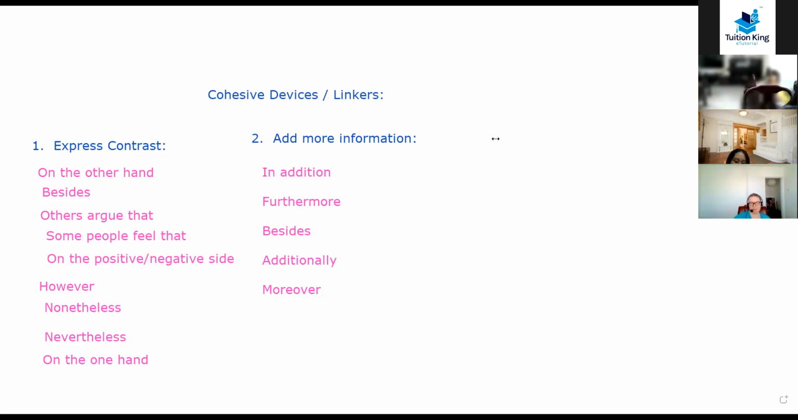Okay, and then the next one. Can you give me linking devices which show cause and effect? Can you remember these words? Conclusion. Okay, so that's concluding. So that's use that. And again, please, I can't hear you. Consequently. Very good. Anything else? As a result. Very good. And you can also use subsequently as well. That's another one.